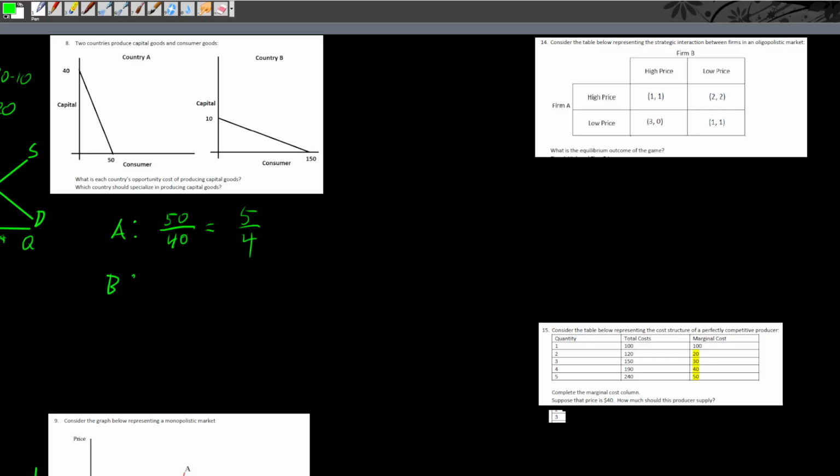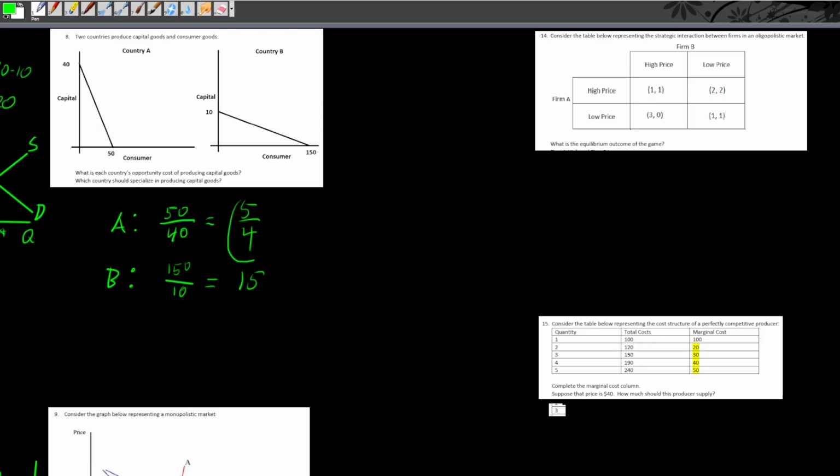In country B, they can produce 150 consumer goods if they only produce consumer goods, and only 10 capital goods if they produce capital goods. And so here, that reduces down to 15. So it's a pretty stark difference here. We can see that country A's opportunity cost of producing capital goods is much lower, and as a result, they should specialize in the production of capital goods, and country B should specialize in the production of consumer goods. So the tricky part there is always remembering that it's the other good that goes in the numerator.